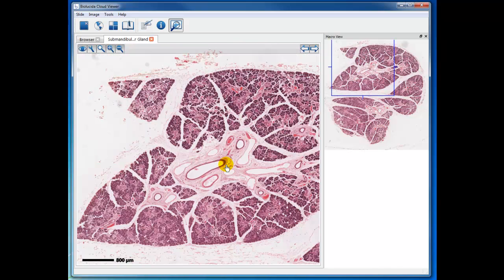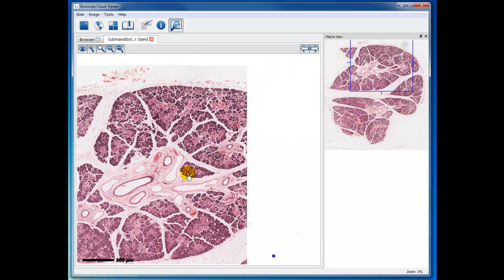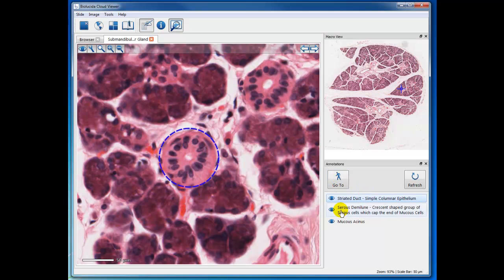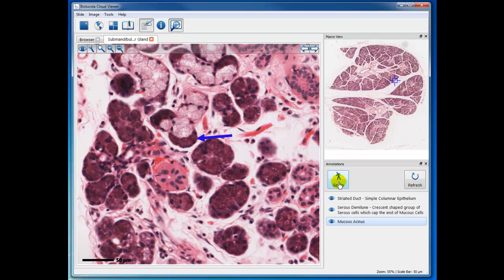I think that would pretty much give you a good idea, and we have some annotations with this pointing out a striated duct, and a serous demilune, and a mucus acinus.